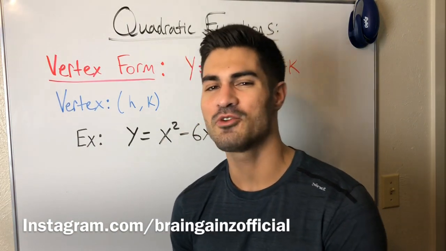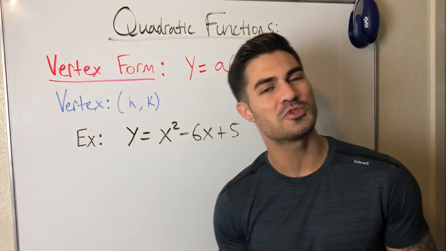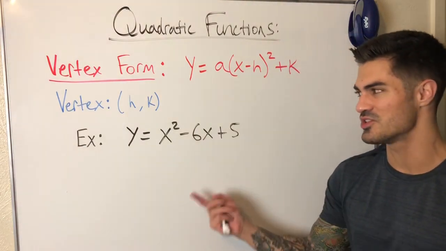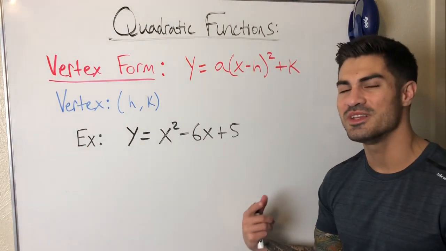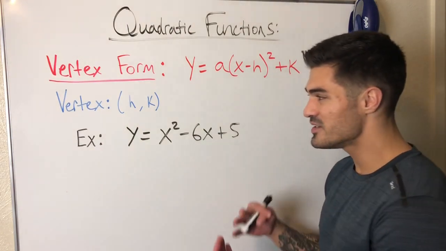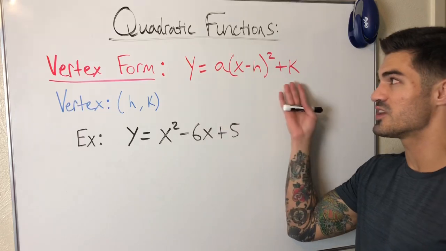Today we're going to learn how to convert a quadratic function from standard form to vertex form. So we're used to seeing these in standard form like this, right? Which is just ax squared plus bx plus c. That's what we're used to seeing these in. But now we're going to take some quadratic like this and convert it into vertex form, which looks like this.